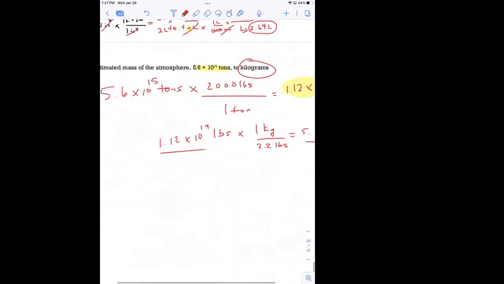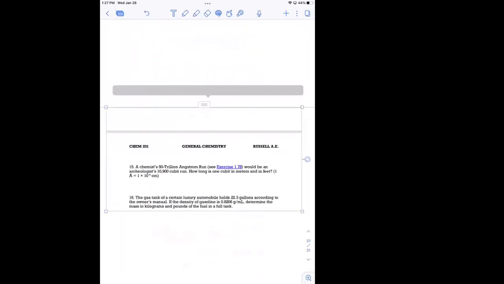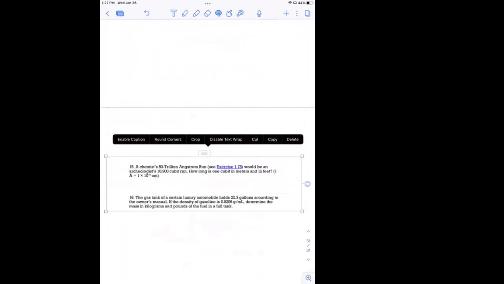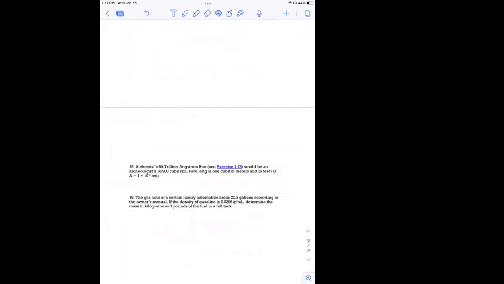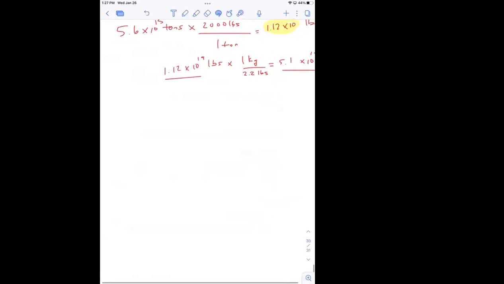All right, let's go to the next page and work these two problems right here. Let me crop this right quick. All right, let's work 15. This is an interesting problem. We're actually just going to go from angstroms to meters and angstroms to feet. So let's do that.